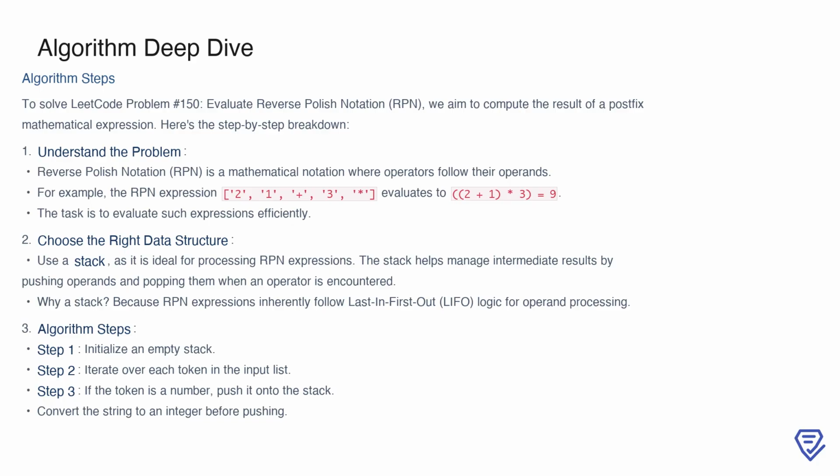The key to solving this lies in choosing the right data structure. A stack is perfect for this task because it operates on a last-in first-out principle, which aligns well with the way RPN expressions are processed. Now, the algorithm itself is fairly straightforward. We start by initializing an empty stack. Then, we iterate through each token in the expression. If the token is a number, we convert it to an integer and push it onto the stack. This prepares us to handle operations when we encounter operators later in the sequence.